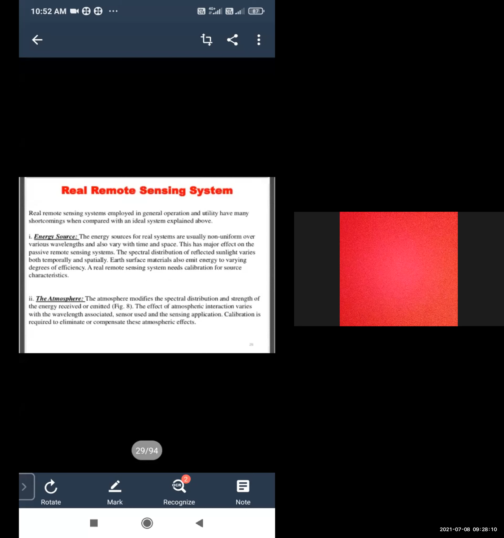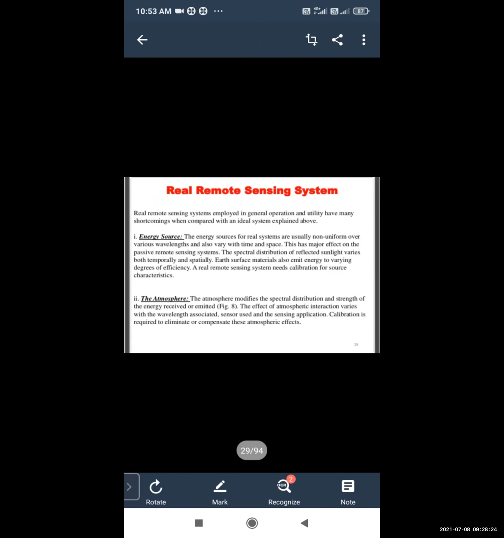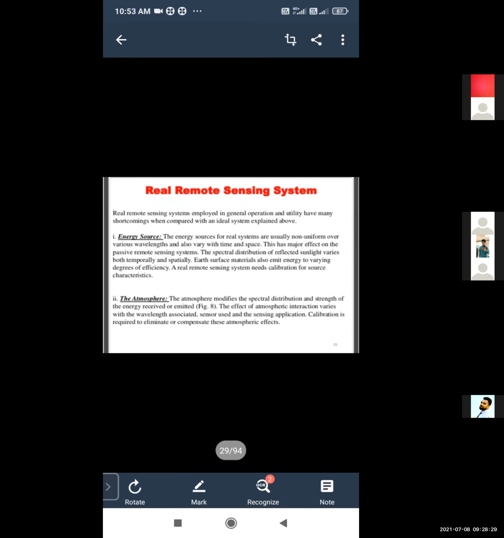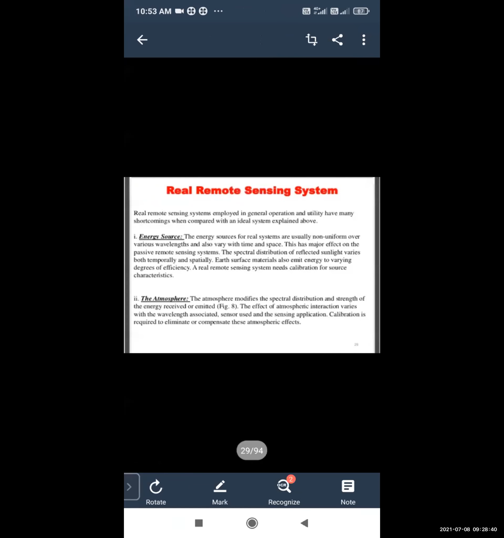So the ideal remote sensing conditions we have studied. Now the real remote sensing system. What is the real remote sensing system? The ideal remote sensing system is clear to all. What are the components of the ideal remote sensing system? What is the condition?